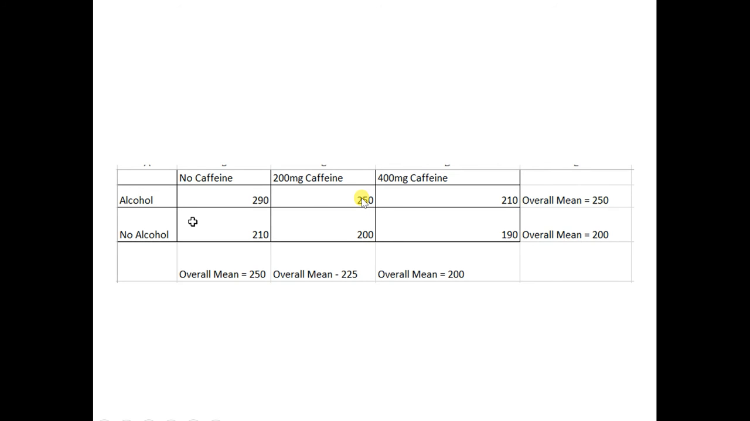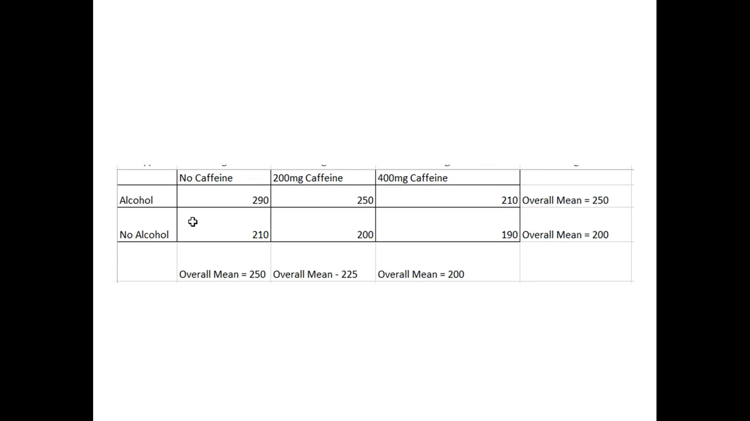So let's see what's going on here in the 400 milligram condition. Well, we're still seeing that if you get alcohol, you're going to be slower than if you got no alcohol. But once again, the gap has narrowed. Now there's only 20 points separating our no alcohol and our alcohol condition when you get 400 milligrams of caffeine.